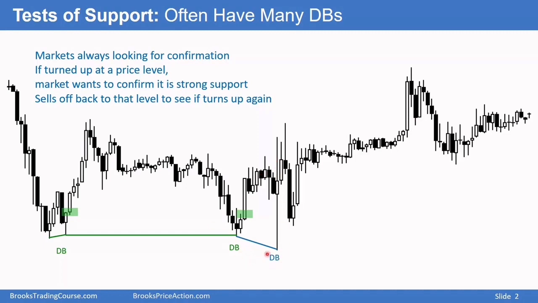Another test of the low, test of this low, and a test of this low. And again, the bulls bought strongly, this time even more strongly than the other times. Very big tail on the bottom of this bar, very big bar. This is a double bottom, a test of the prior low to see if bulls would again buy at that price. It confirms this level as support. It's a double bottom with this low.